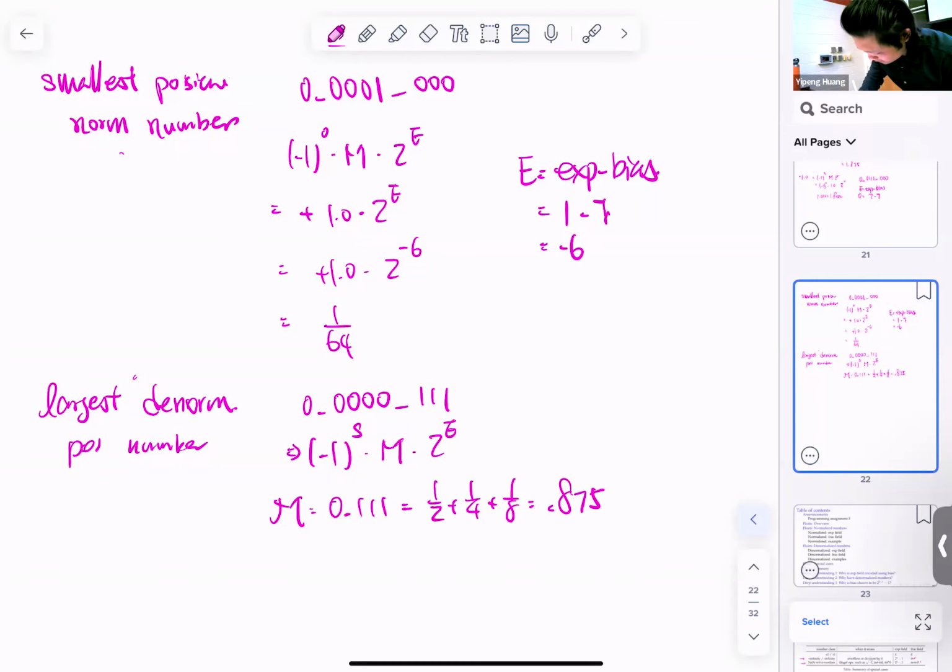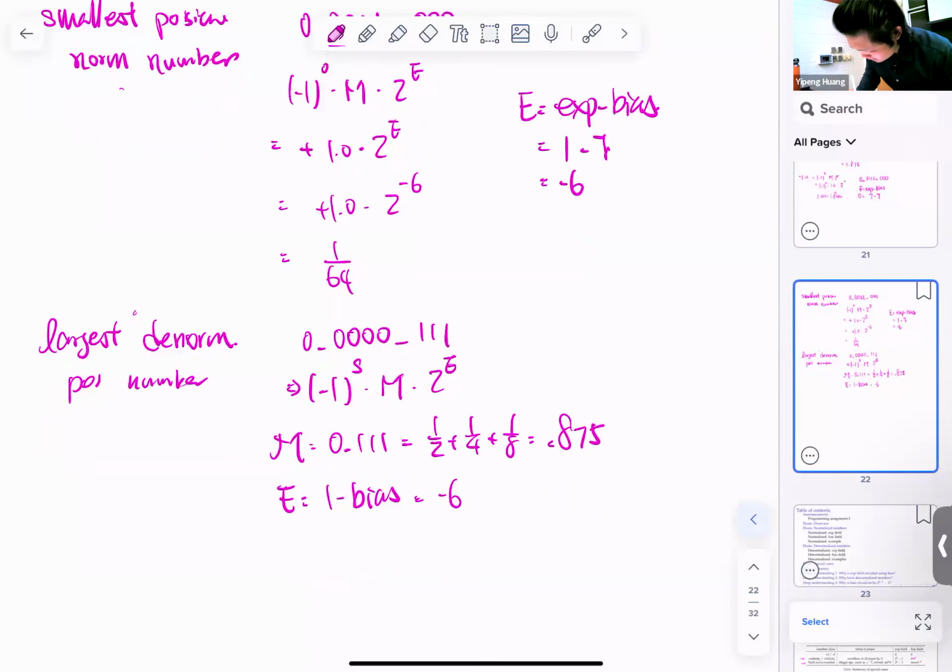Good. And the E, same thing. It's now a different rule, right? It is just 1 minus bias. 1 minus bias is minus 6. So this number is going to be 0.875 times 2 to the minus 6. Right? And you can take a look there.